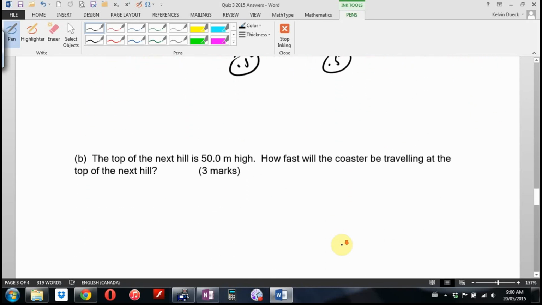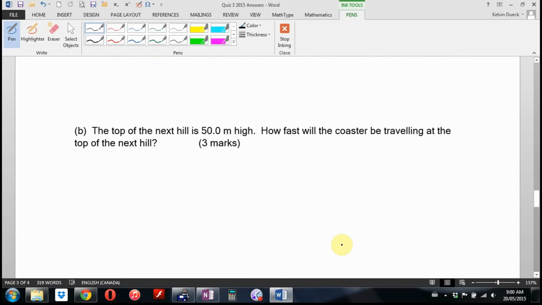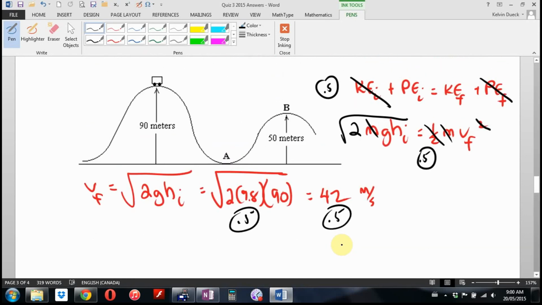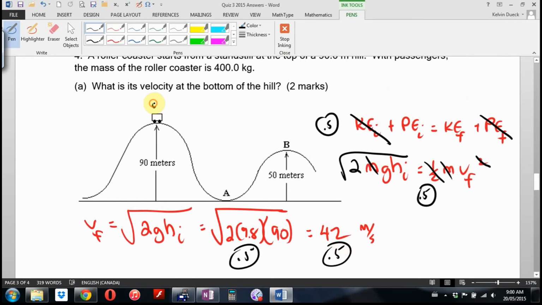Is there a part B? How fast will it be going at the top of the next hill? 3 marks. You know what? I'm going to let this right here be initial and this be final. I could let right there be initial. The only worry then is I'm using the velocity that I just calculated in part A, which might be wrong. It might be easier and less math to do it that way, but I'll be a good test writer and I'll use the data that they gave me.